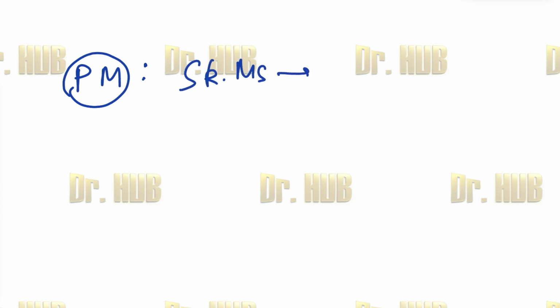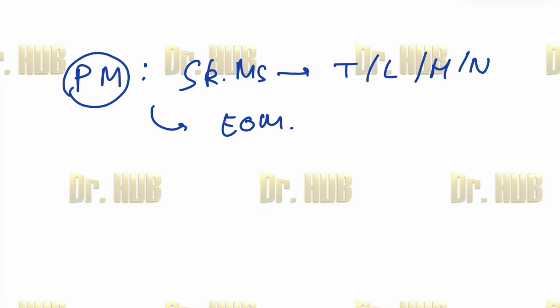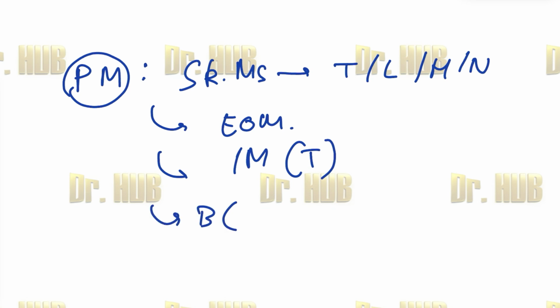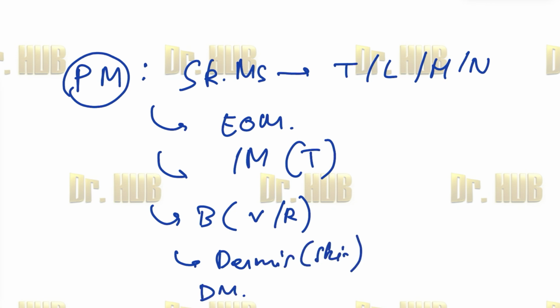So first is the paraxial mesoderm. Under the paraxial mesoderm, this includes the skeletal muscles of the trunk, limbs, head and neck. Next, it also includes the EOM, that's extraocular muscles. Also the intrinsic muscles of the tongue, the bones, that is the vertebrae and the ribs, as well as the dermis of the skin, and also the dura mater.